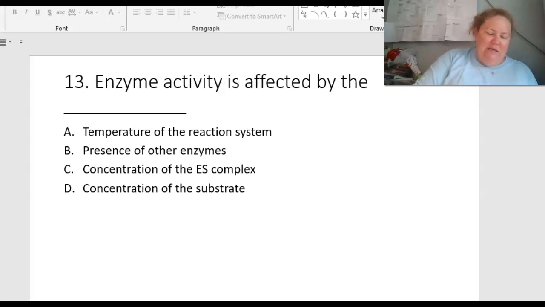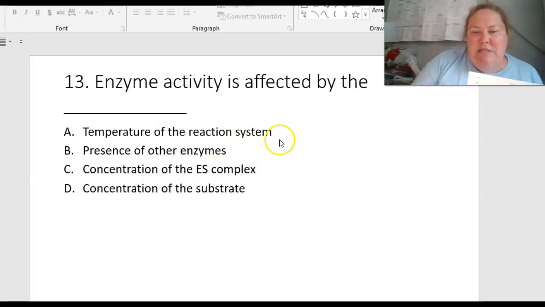Enzyme activity is affected by what? Remember, enzymes are specialized protein, right? So proteins can be affected by change in pH, salt, reducing agents if it's a disulfide bond, and also temperature, because temperatures are going to affect the hydrophobic interactions of those carbon-carbon bonds. So temperature of the reaction system is the correct answer.